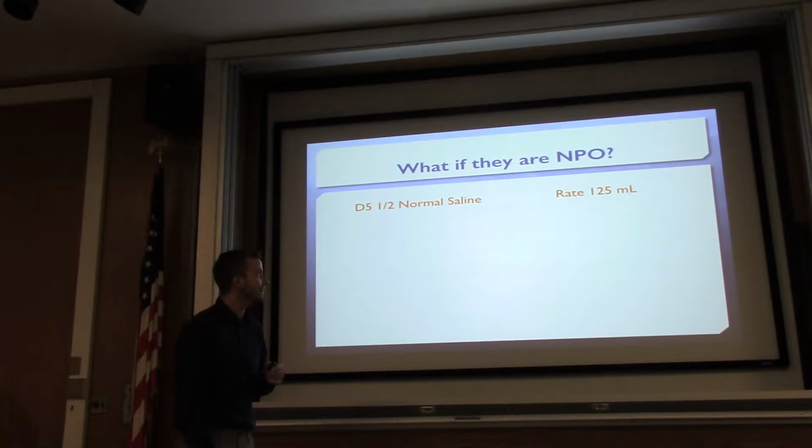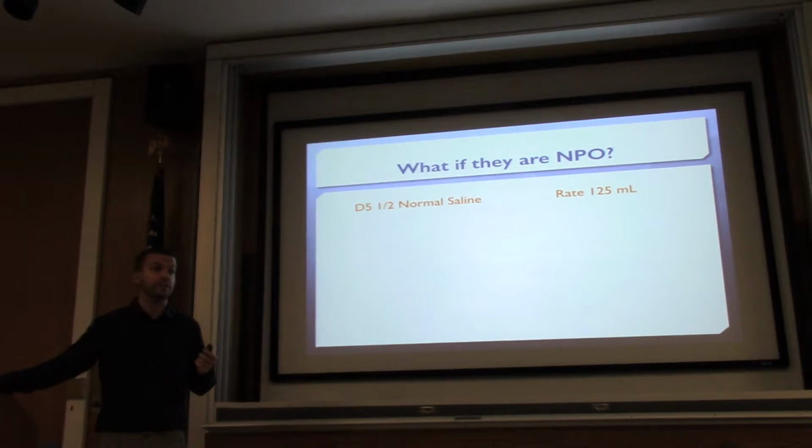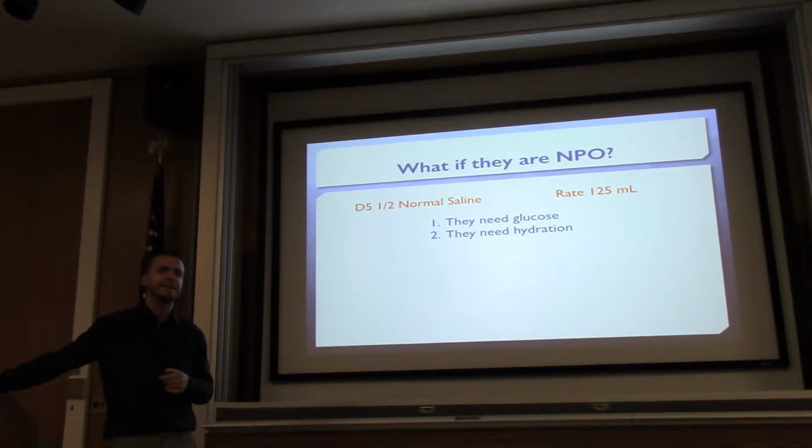Everyone loves to put people on D5 half normal. Anybody that comes in. All right, so does anybody know the math? They say, why do you want to give them? It's like, well, they're not eating. They're going to get dehydrated. They need all that glucose. That's why we're doing the D5. So how much fluid is that in 24 hours? Do the math on that. 3 liters. It's a lot of fluid, of salty fluid that you're giving somebody through an IV.